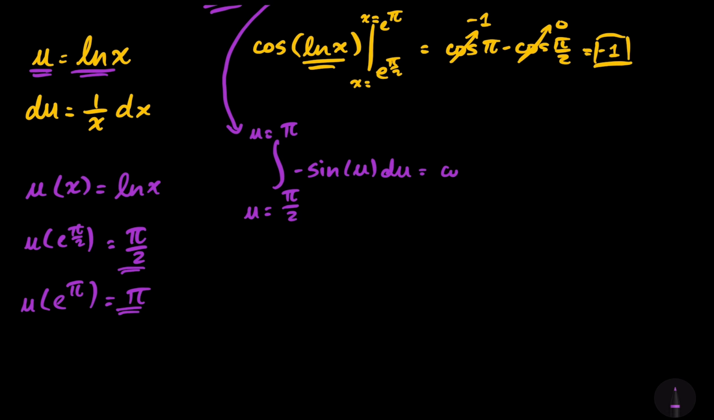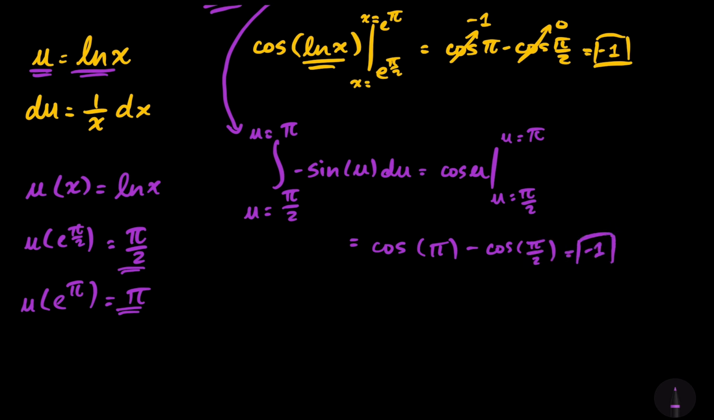So then we get cosine of u. We're evaluating that from u is equal to pi over 2 to u is equal to pi. And then we ultimately end up with cosine of pi minus cosine of pi over 2. And then that's just going to be equal to negative 1. And so we end up with the same exact answer. But in this particular circumstance, we didn't actually have to back substitute. Instead, what we did is we just changed the bounds of integration. So we kept our antiderivative in terms of u, but we had to change the bounds of integration and make them in terms of u as well.